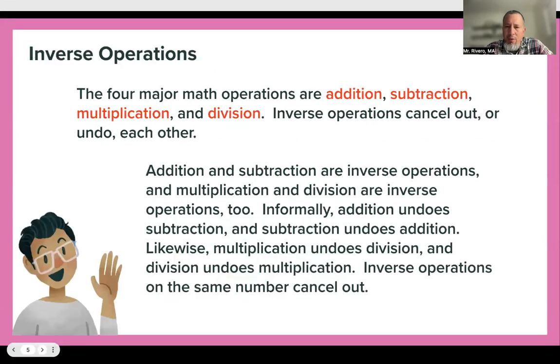Now, the four major math operations are addition, subtraction, multiplication, and division. And inverse operations cancel out or undo each other. Addition and subtraction are inverse operations, and multiplication and division are inverse operations too. Informally, addition undoes subtraction, and subtraction undoes addition. Likewise, multiplication undoes division, and division undoes multiplication. Inverse operations on the same number cancel out.